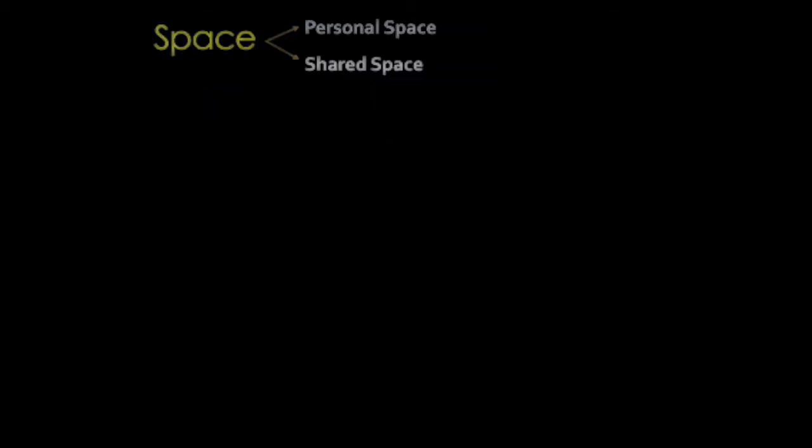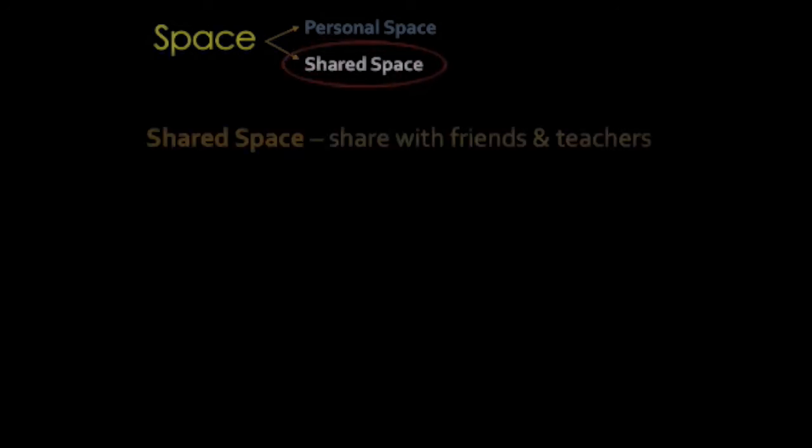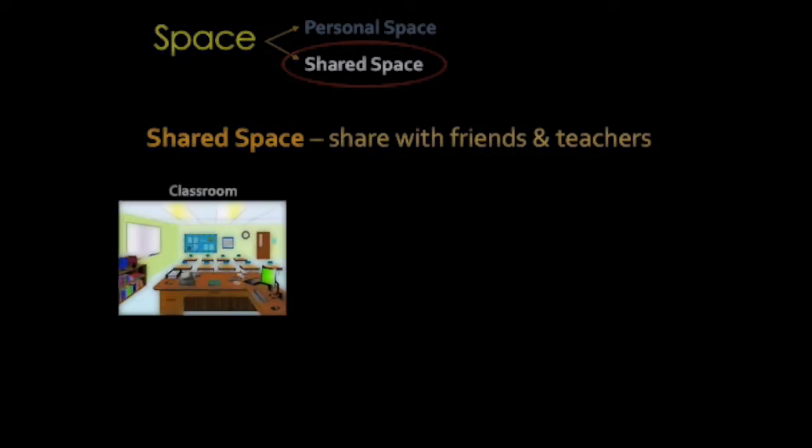What about shared space? Personal space is finished. Let's look at shared space. Shared space is different from personal space. I can share these places with teachers and friends. For example, my classroom. I share my classroom space with teachers and friends. It is our classroom, and we all learn here together.